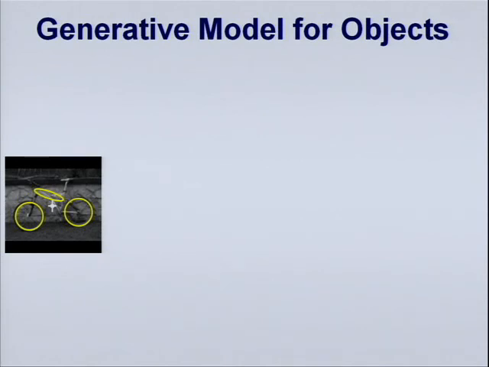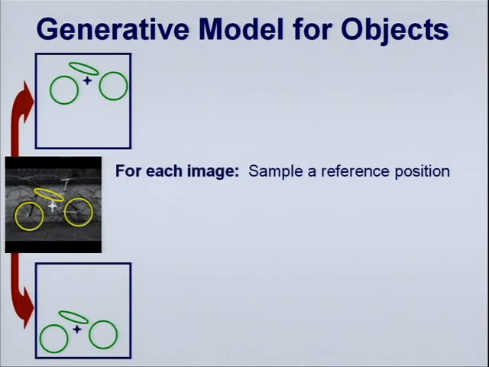Okay, so I'm going to start off with a simple generative model. Think of this as a 3-part model for a bicycle, and then I'm going to elaborate on it. The way a generative model works is that in each image, I'm first going to sample a reference position. This just models the fact that I don't know where the bicycle is located in the frame. It depends on where I pointed the camera when I took the image. So here it happened to be at the bottom. There it was at the top.